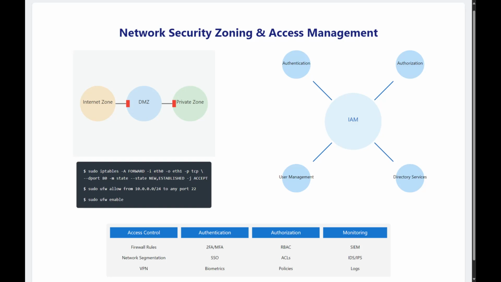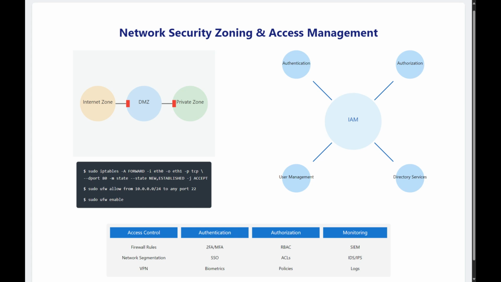Let's explore the fundamental concepts of network security zoning and access management. At its core, network security involves navigating through various access control lists to manage system entry points effectively. When examining network security zoning, consider a basic firewall configuration with 3 distinct interfaces. The architecture consists of carefully separated zones, each serving specific security purposes.